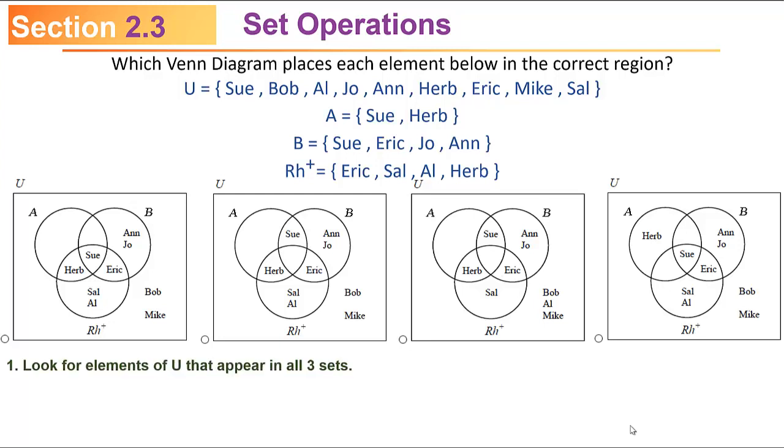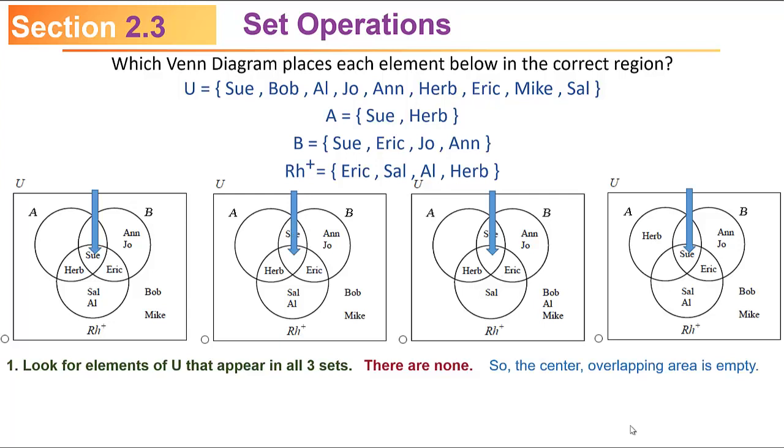I would start off looking for things in the universal set that are in all three sets, A, B, and Rh positive. And if you look through there, you'll see that there's nothing common to A, B, and Rh positive. Sue is in A and B, but not in Rh positive. Eric's in Rh positive and B, but not in A, and so on. There's nothing. So that gives you a big clue right away. The correct solution is going to have an empty set at the intersection of all three circles.